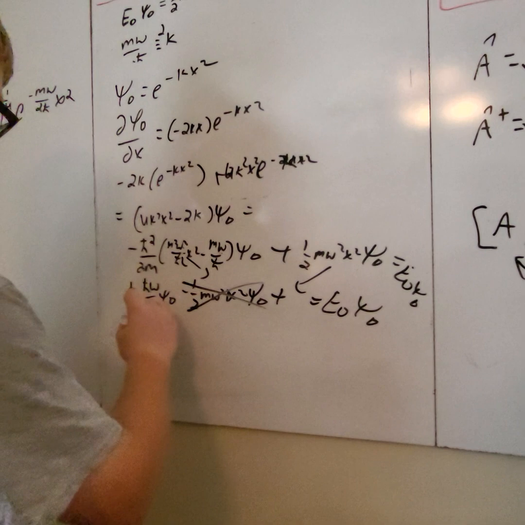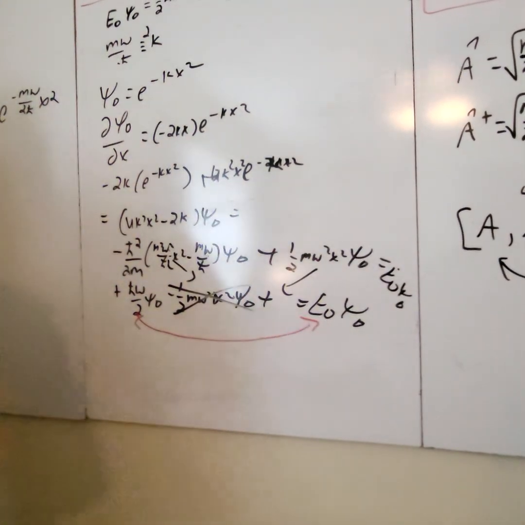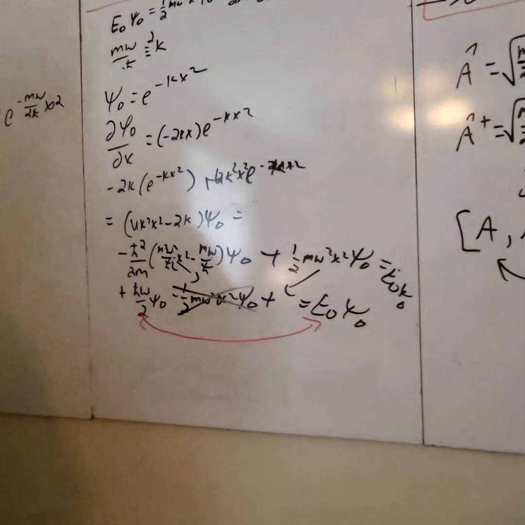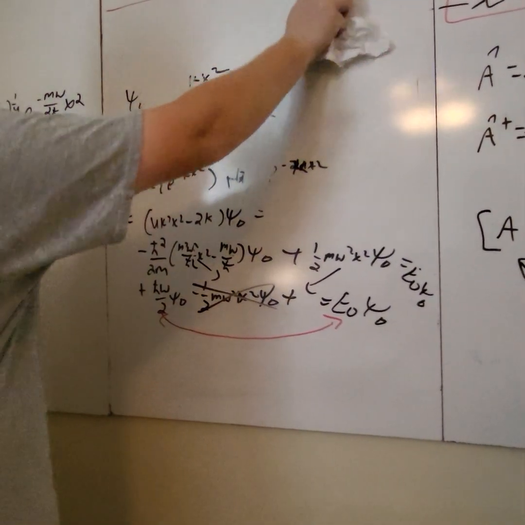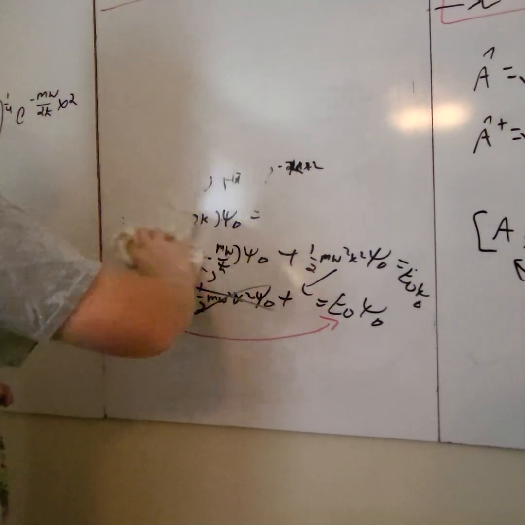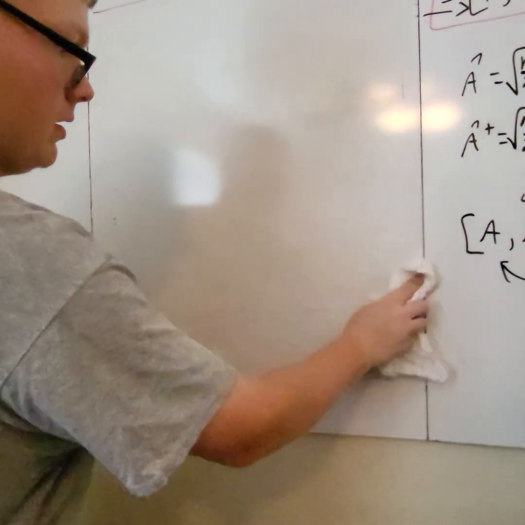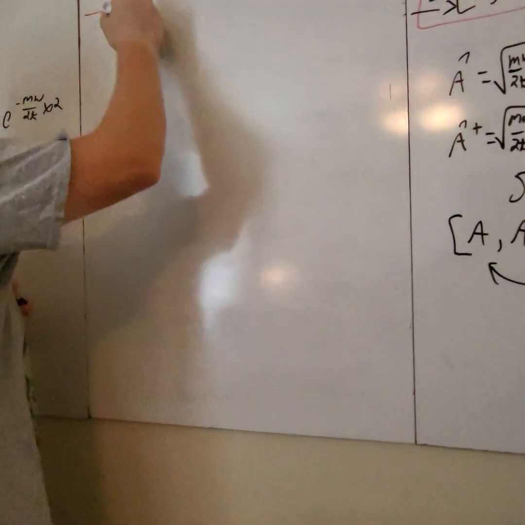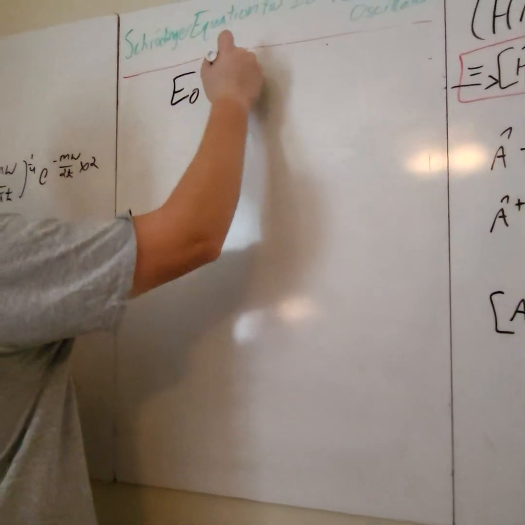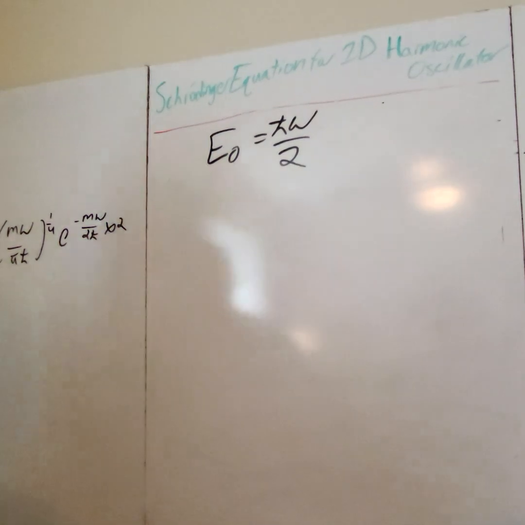And that leaves us with E sub 0, the ground state energy, is h bar times w over 2, which I will rewrite. It's our ground state energy of this harmonic oscillator.